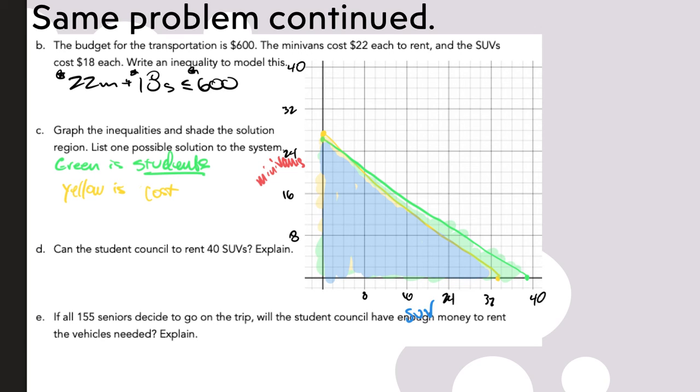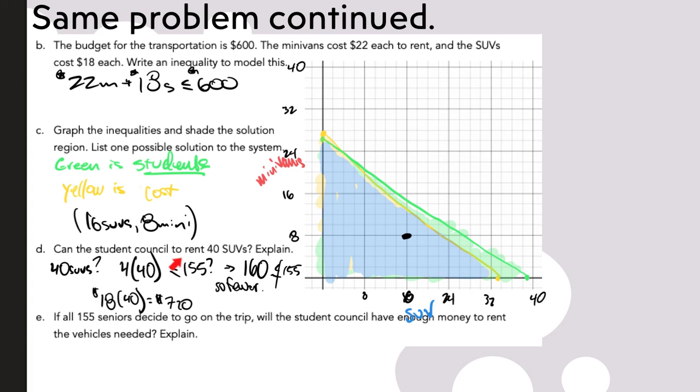So any value in this space satisfies the two conditions where we can transport the number of students and also stay under budget. So list one possible solution. I chose 16 SUVs and 8 minivans, okay? Because that point lies under both lines.